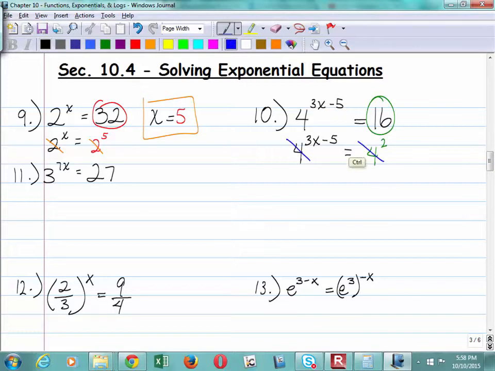Then we can cancel out the 4's, and we can just bring down the exponents. So then it's just like a linear equation. 3x minus 5 is equal to 2. So add 5 to both sides. So 3x equals 7. Divide both sides by 3. So x is equal to 7/3.